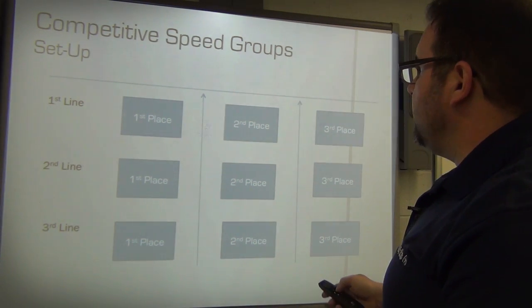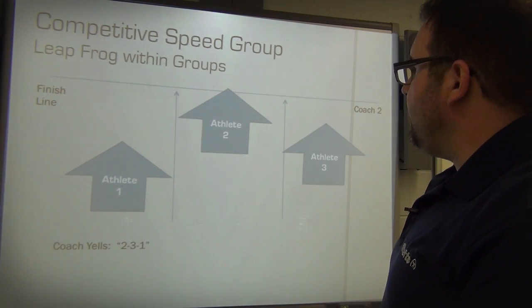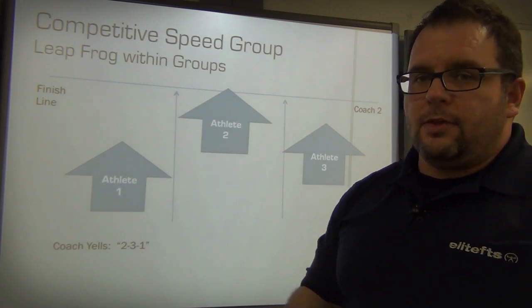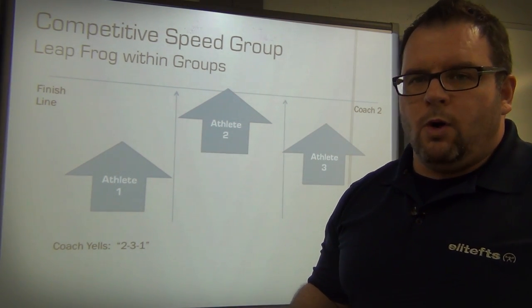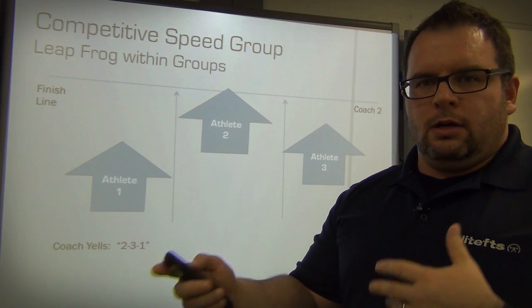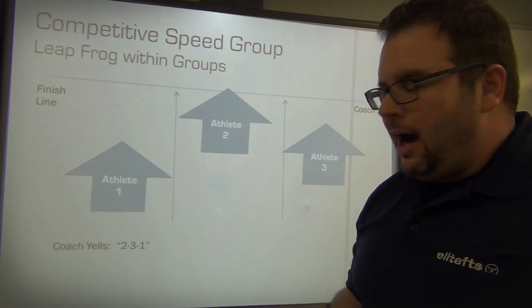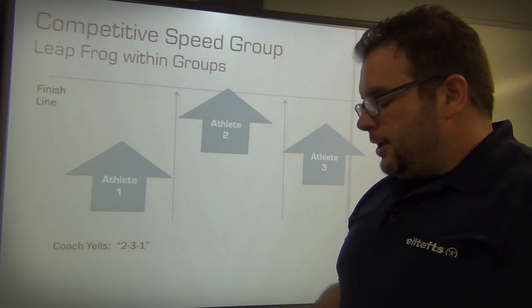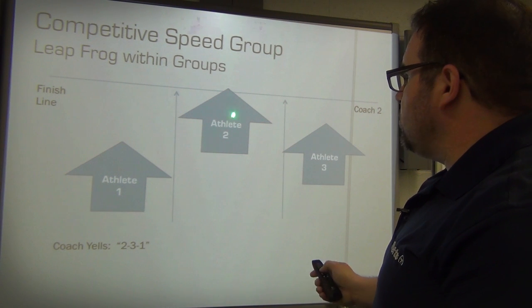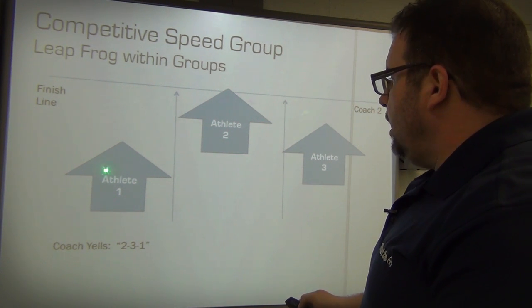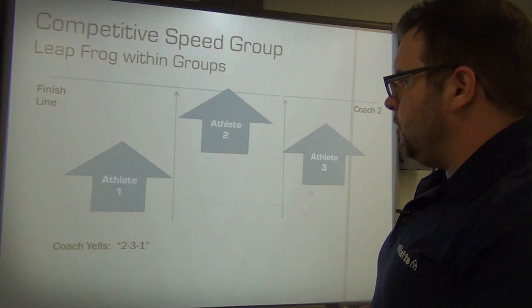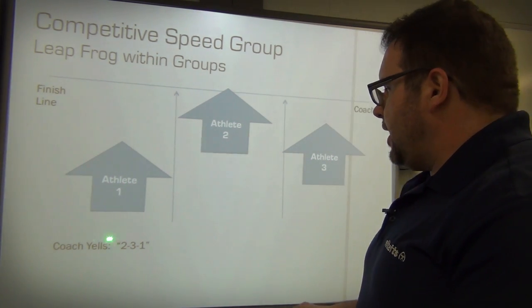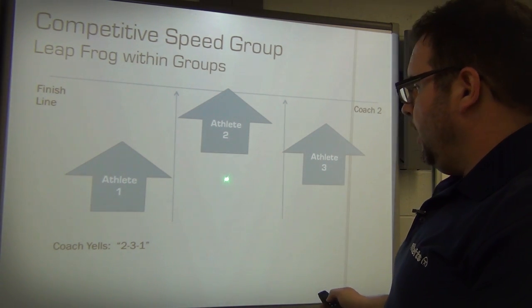And so once we go through, if those athletes would finish through, so say they race, for week one, you're only doing 20s. You don't want to, again, you're not ready to do 40s at that time during your off-season cycle. Say they would finish through, and athlete two would be first, athlete three would be second, athlete one would be third. Basically, that coach would either yell out 2-3-1.